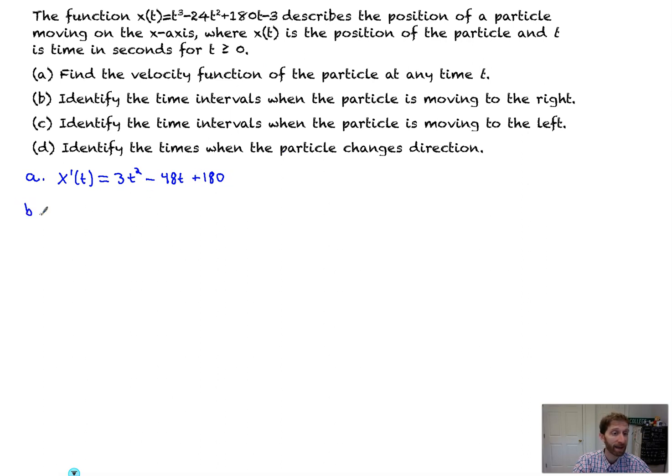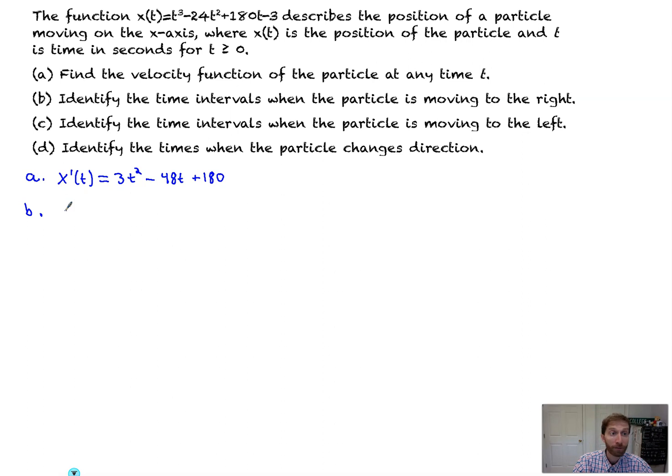That's it. That's A. Identify the time intervals when the particle's moving to the right. Now I'm going to state out the justification you would write if needed to justify this on a test or on the AB or BC exam. I always start out with my justification first. So the particle will be moving to the right when x prime of t is greater than 0. That's it. That's the justification. Then you go into your math.